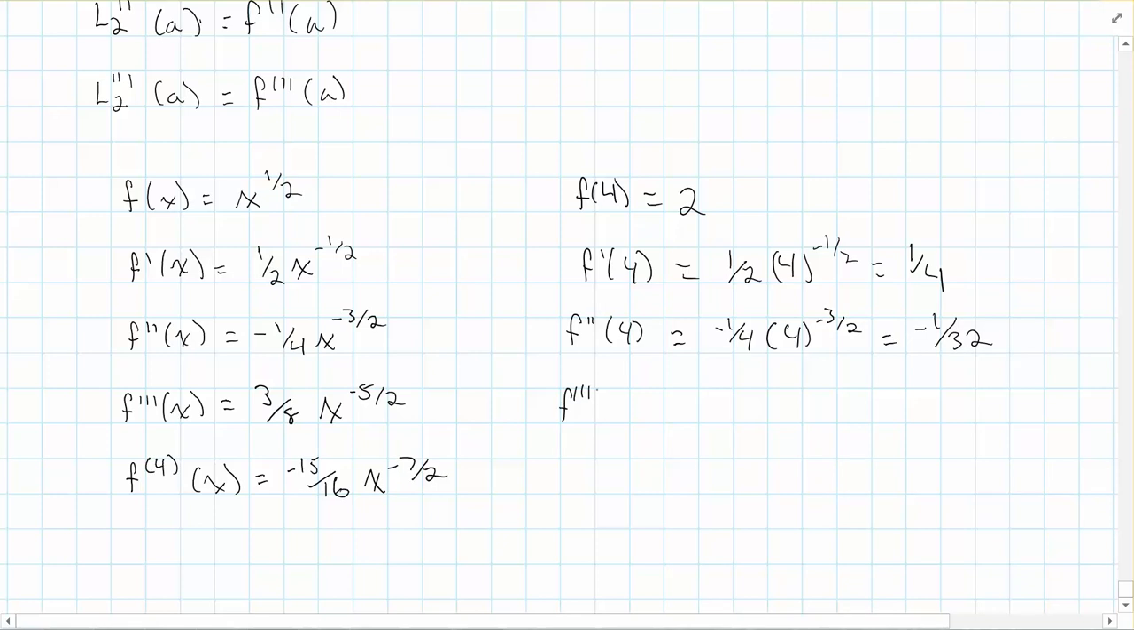F triple prime at 4 would be, what do we have here? 3/8 x to the negative 5/2. Not 5, x would be 4 to the negative 5/2, which I'm just going to do real quickly on my calculator because my brain is not functioning at full capacity right now.